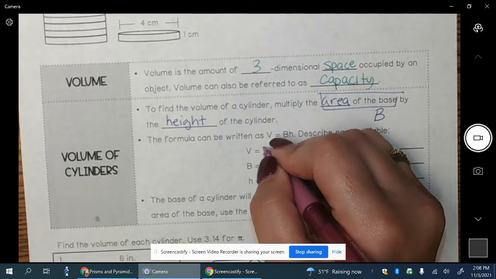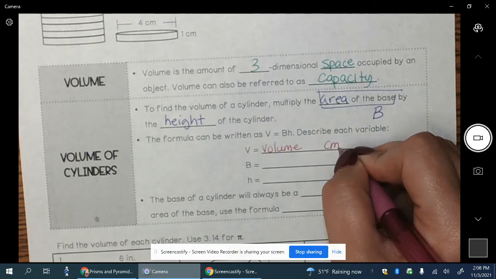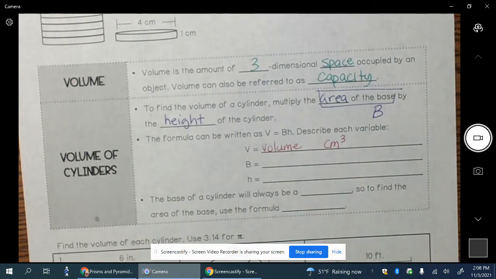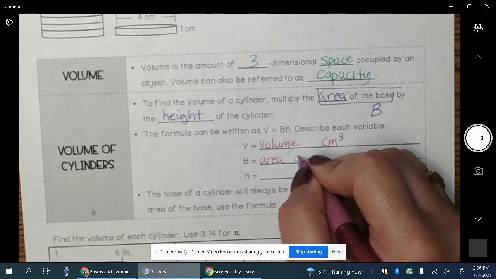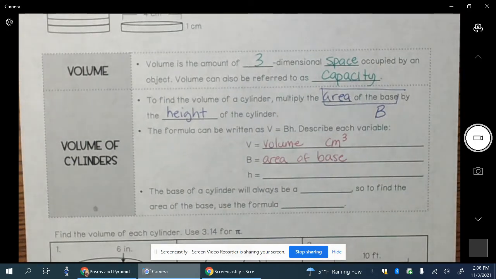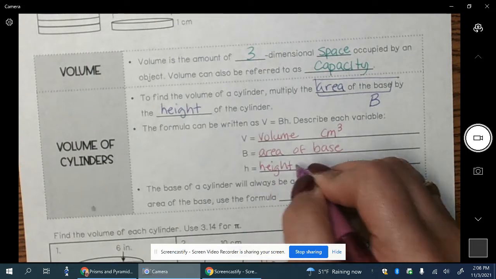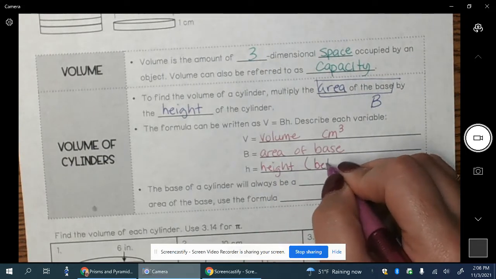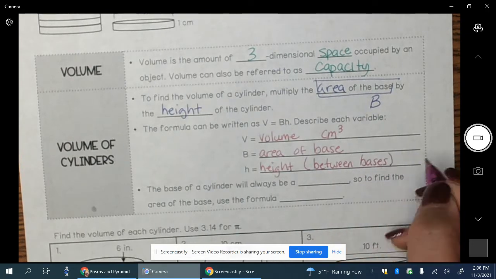What do you think the V means? Volume. And remember, it's cubed. We already know what big B is. What is big B? Area of the base. And because we're talking about cylinders, what shape is our base? Circles. Okay, and then the H is the height. And where do we find height? Between the bases. Good job, guys.